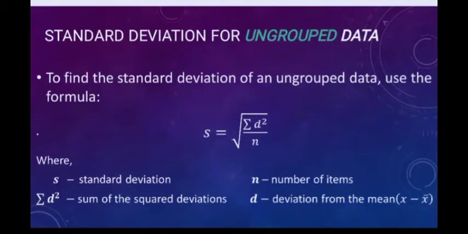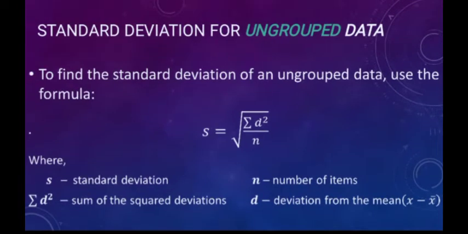To find the standard deviation of ungrouped data, we use the formula. The standard deviation is equal to the square root of the summation of d squared all over n, where s is the standard deviation, summation of d squared is the sum of the square deviations, n is the number of items, and d is the deviation from the mean, that is, the value minus the mean.